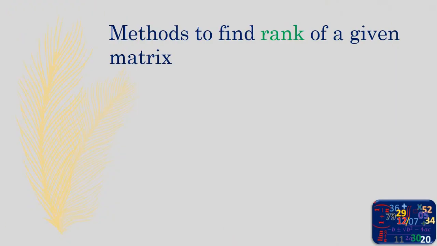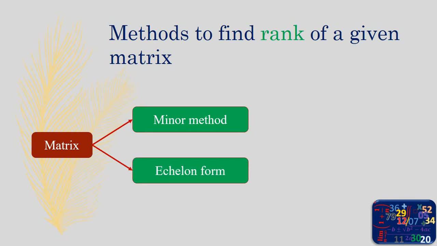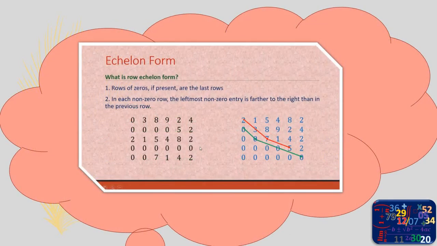Methods to find the rank of a given matrix. If a matrix is given, then we can find the rank of the matrix with the help of minors. Another method is with the help of echelon form. If you convert the matrix into row echelon form or column echelon form, from this also we can find the rank of a matrix. In our earlier lecture, we have studied how to find echelon form.